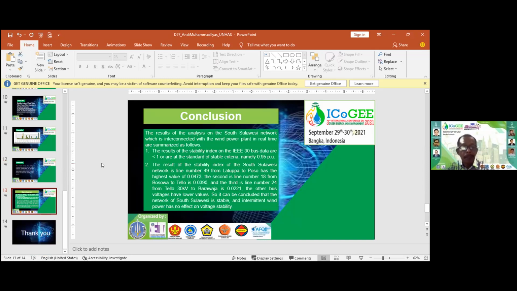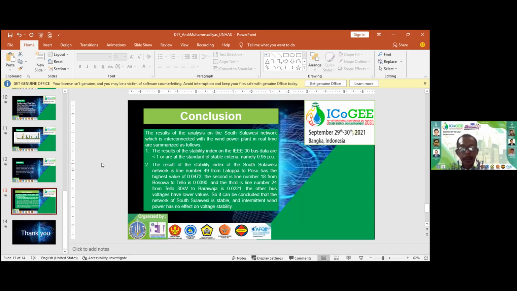Conclusion. The result of the analysis on the South Sulawesi network, which is interconnected with the wind power plant in real time, is summarized as follows. One, the result of the stability index on the IEEE bus data is less than 1, or at the standard of stable criteria, namely 0.95 pu.